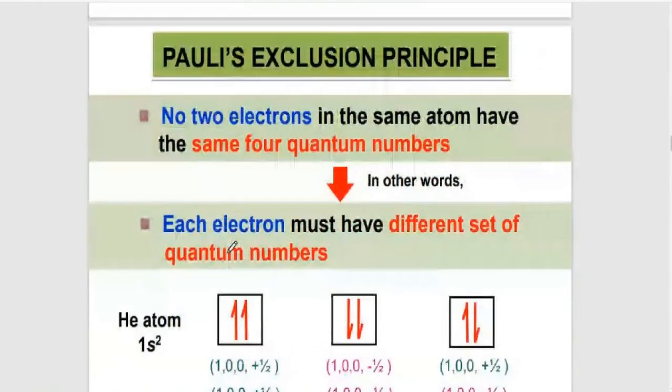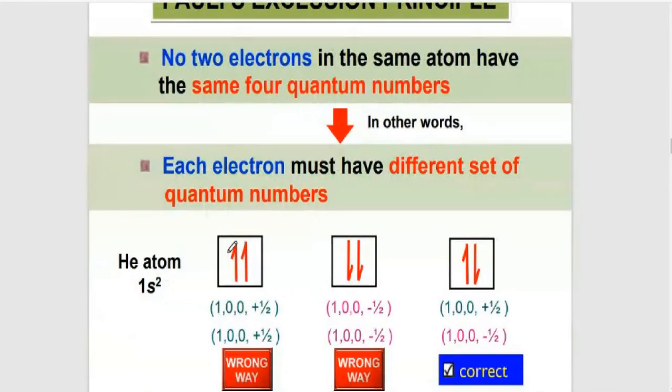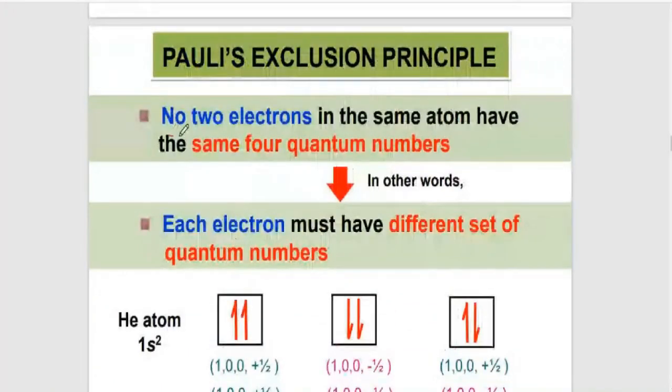Okay. So, lepas Pak Lee cakap, Alpha kita pergi Pak Lee. Pak Lee cerita dia senang je. No two electrons in the same atom have the same quantum number. What is quantum number? The quantum numbers are N, L, M, S. In other words, must have different set.